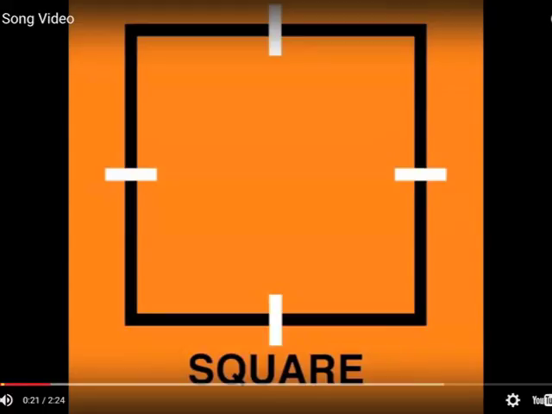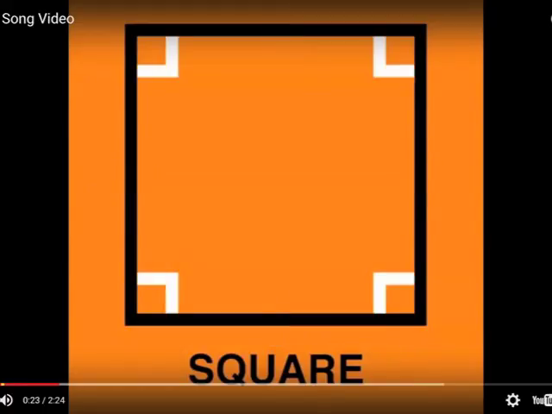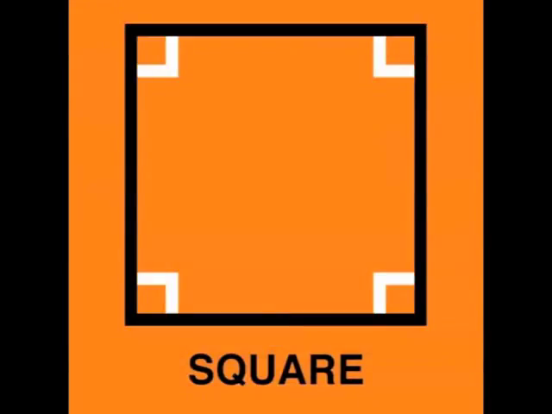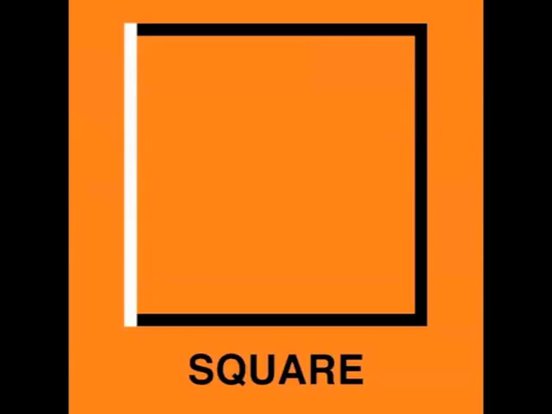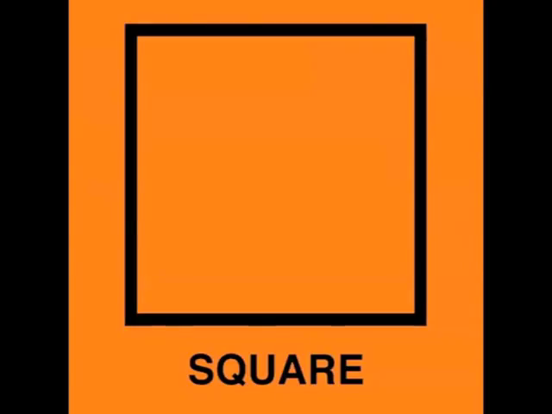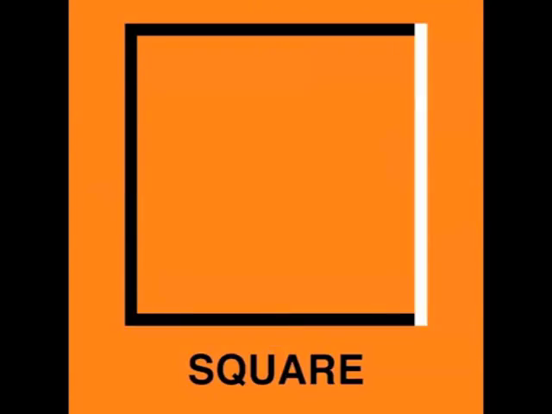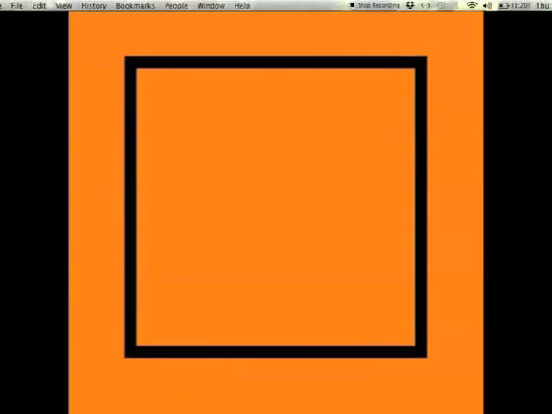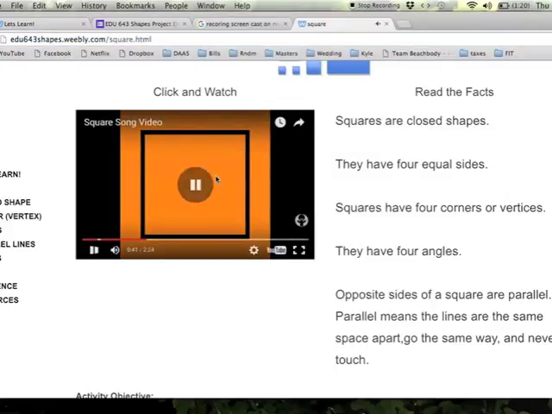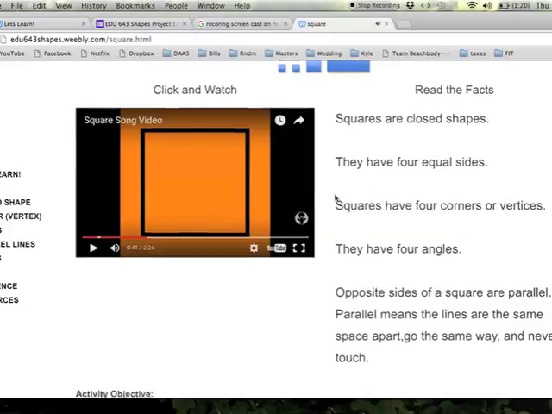It has 4 equal sides. It has 4 right angles and 4 straight lines. A square is a shape. It has 4 equal sides. It has 4 right angles and 4 straight lines. Draw a square in the air.